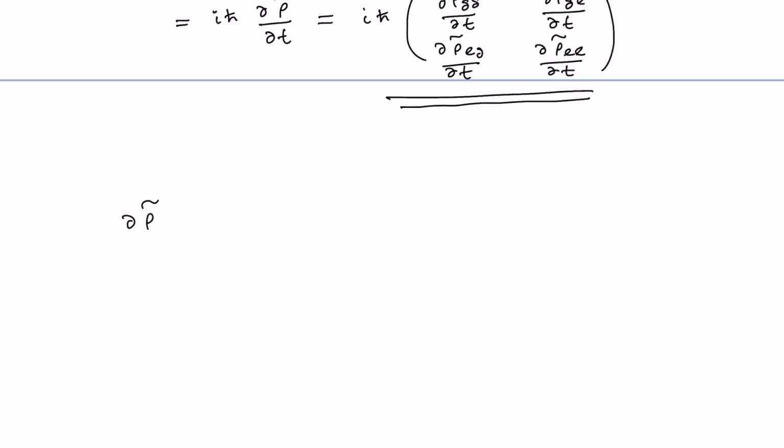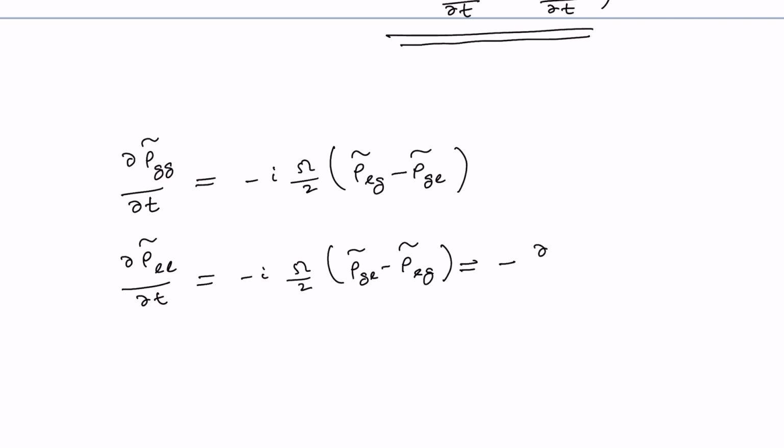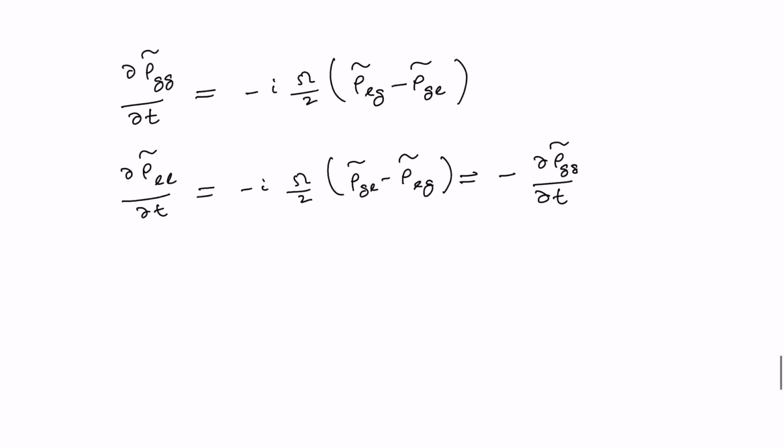You will have delta rho tilde ee delta t is equal to minus i omega by 2 rho tilde ez minus rho tilde ze, and delta rho tilde zz delta t is equal to minus i omega by 2 rho tilde ze minus rho tilde ez, and this is equal to minus delta rho tilde zz delta t, right, as you can see.